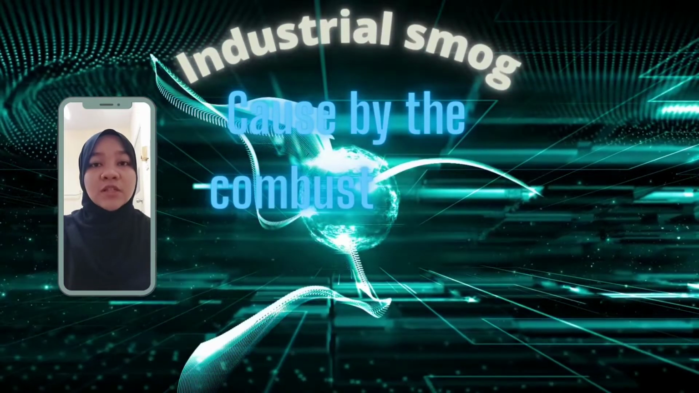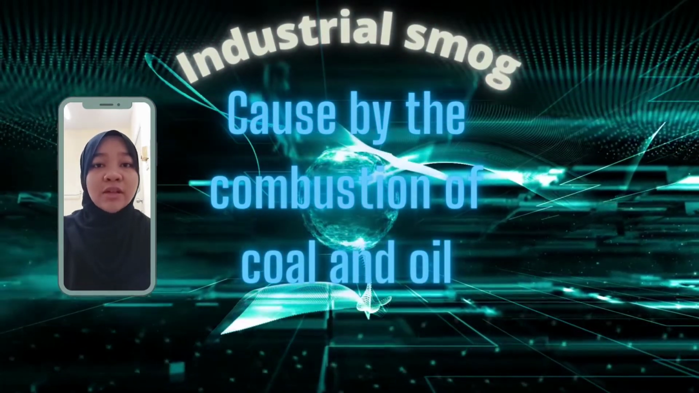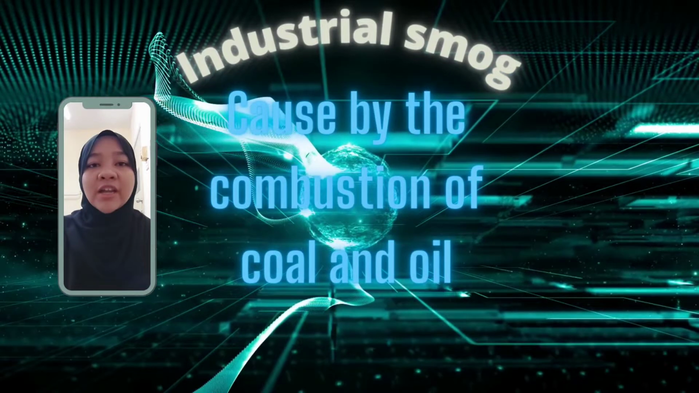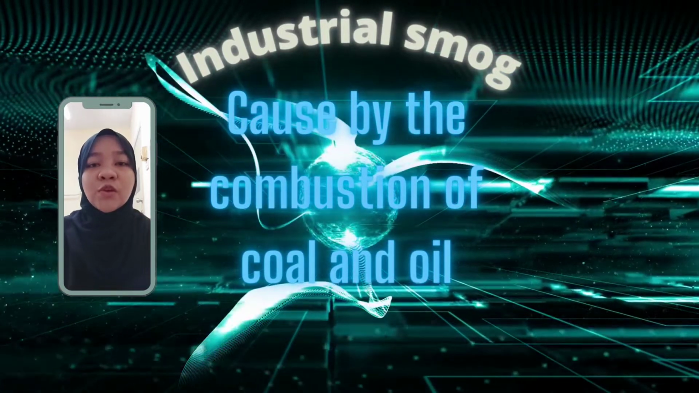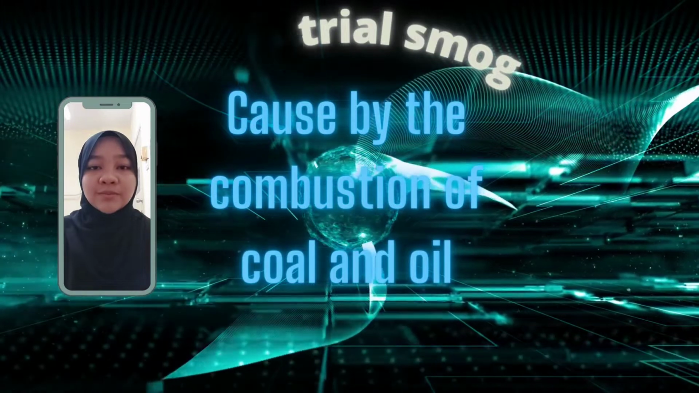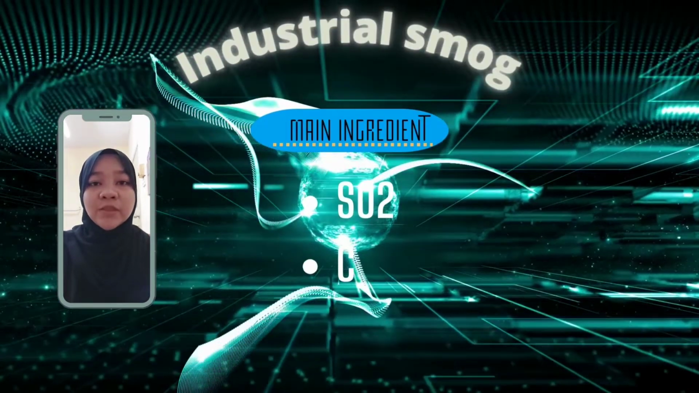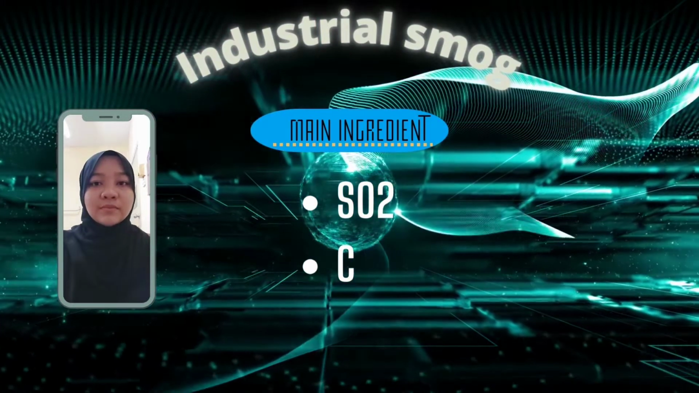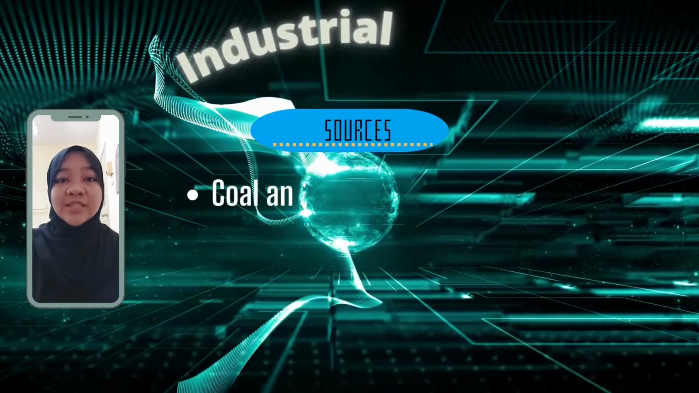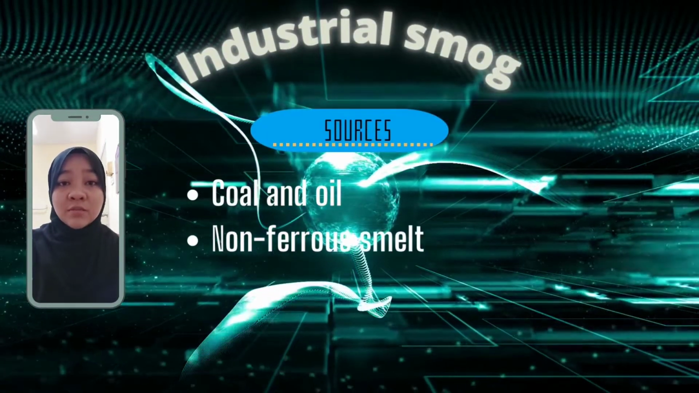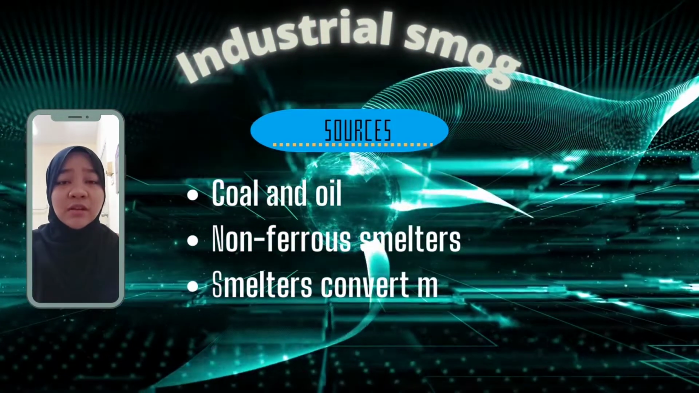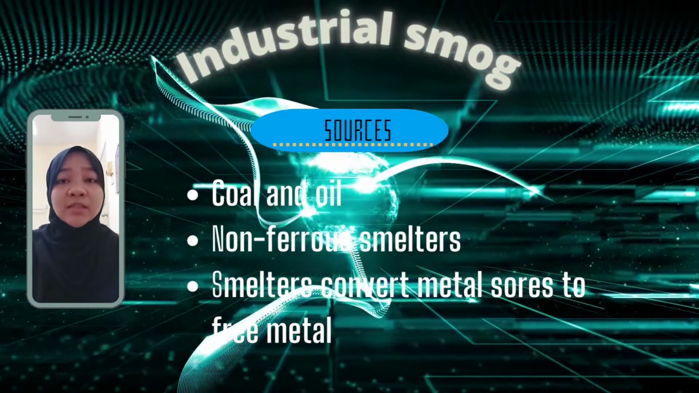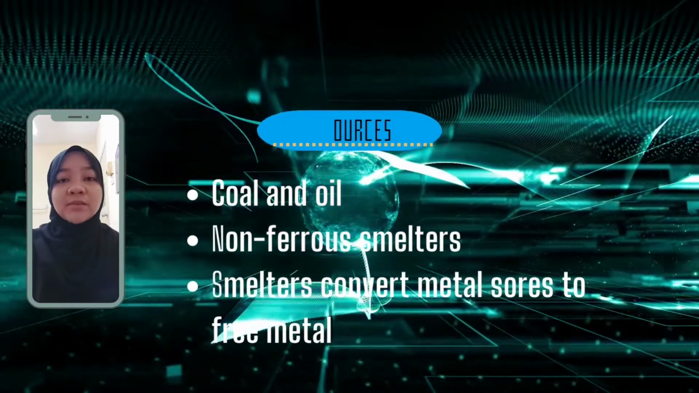Industrial smog is caused by the combustion of coal and oil, and it is also known as classical smog. It requires high humidity and low temperature to form. The main ingredients that form industrial smog are sulfur dioxide and carbon. The sources of the pollution are burning coal and oil, non-ferrous smelters, and smelters that convert metal salt to free metal.